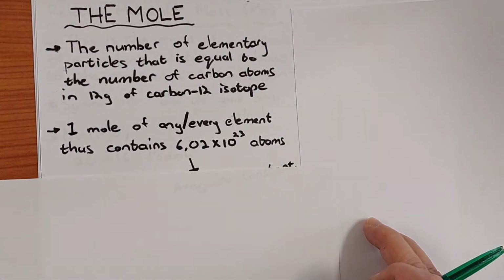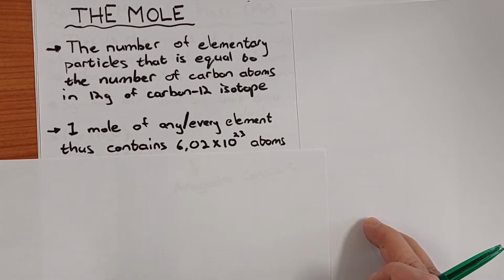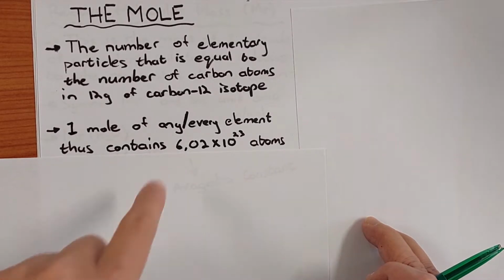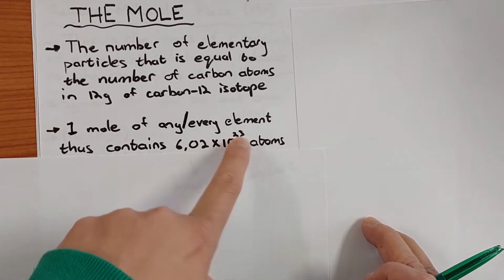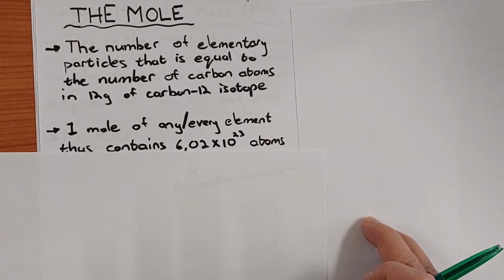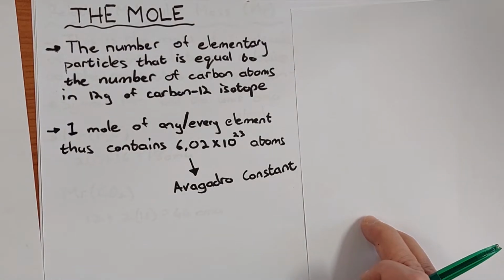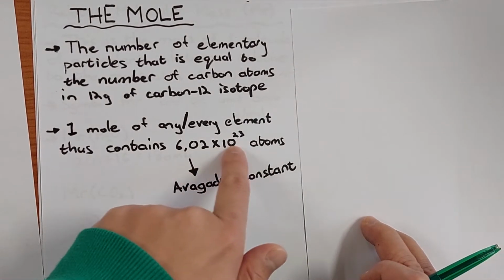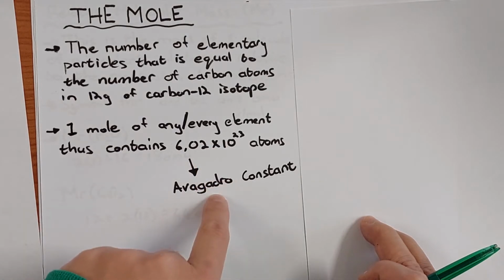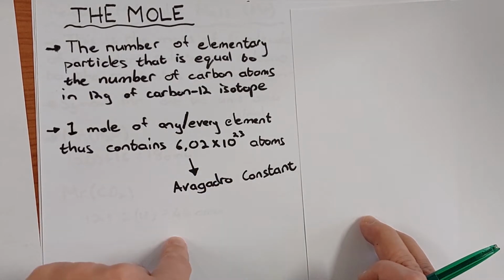So it doesn't matter what mole. If you have 1 mole of hydrogen, 1 mole of helium, 1 mole of lithium, it doesn't matter. Whatever mole you have, they will always have this amount of atoms in 1 mole of any element that you are looking for. Doesn't matter what element it is, this will have 6,02 times 10 to the power of 23 atoms inside 1 mole. Now, this number is also known as your Avogadro's constant.